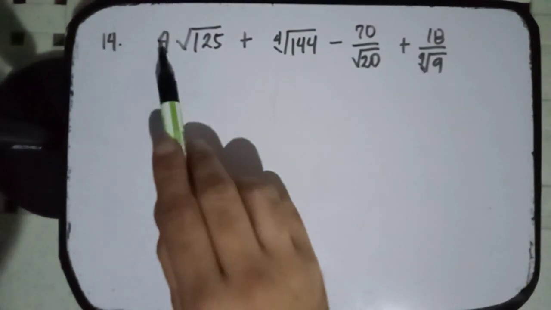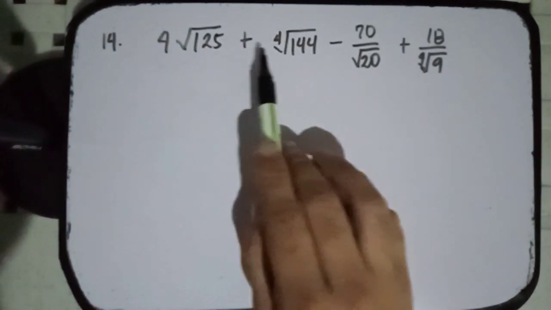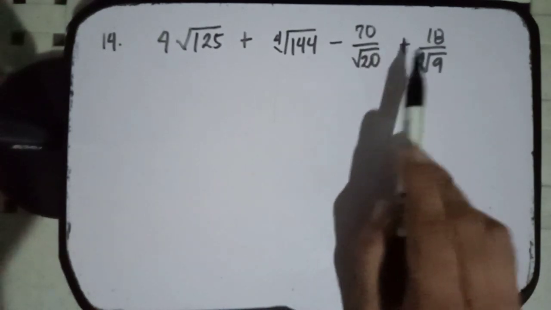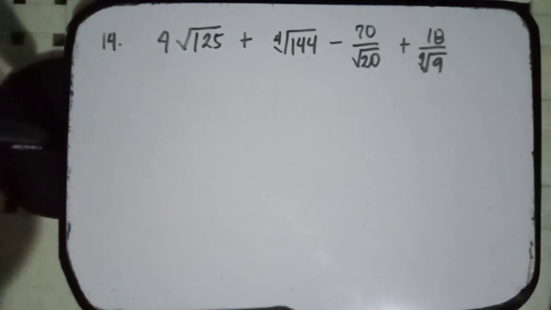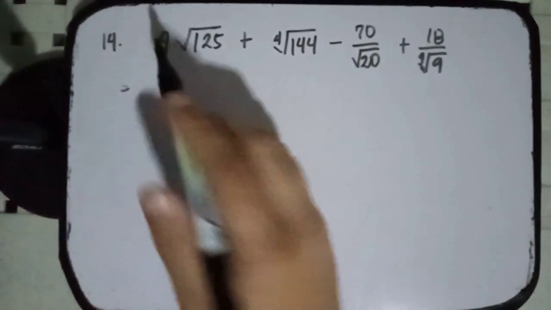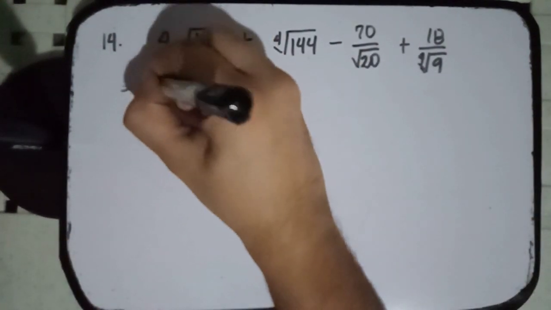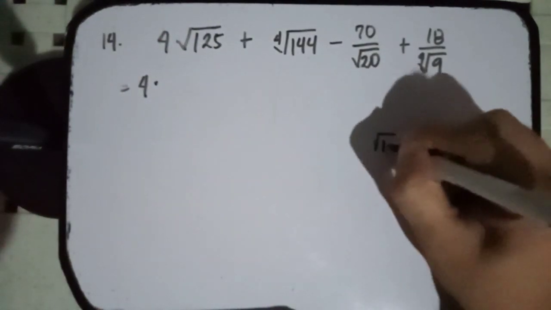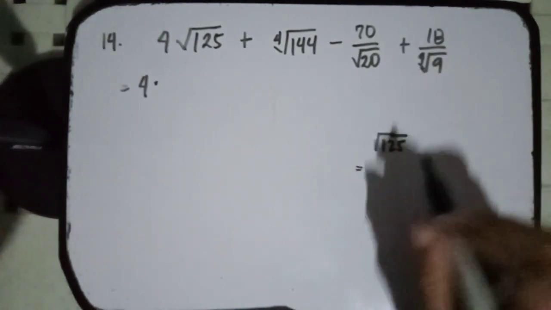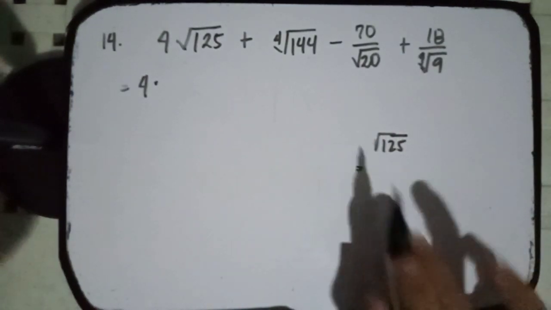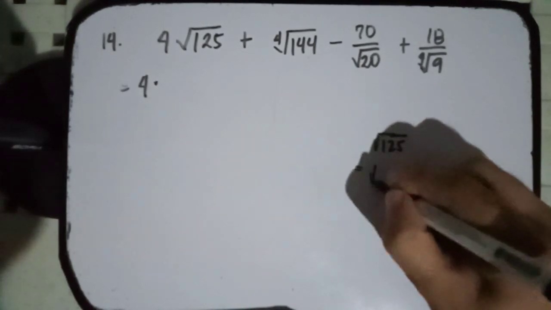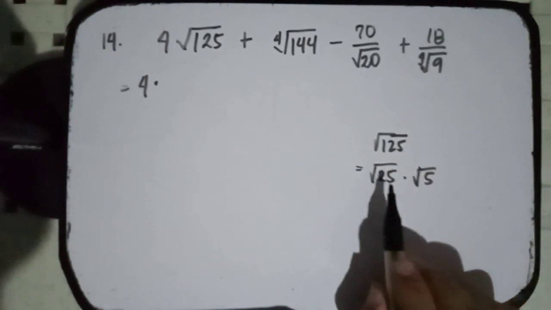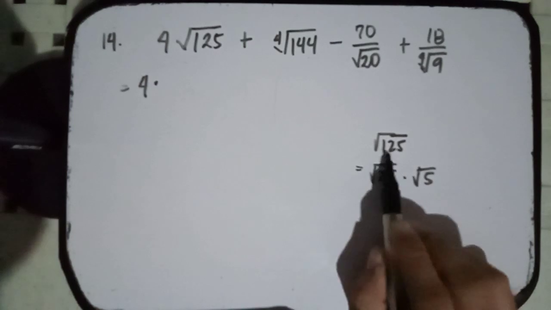So number 14, we have 4 times the square root of 125 plus the 4th root of 144 minus 70 over square root of 20 plus 18 over 4th root of 9. Okay, isa-isahin natin. So, umpisa tayo sa 4 times square root of 125 muna. So, square root of 125. Okay, kunin natin yung factors nito such that isa sa kanila ay perfect square. So, these are 25 at saka 5. Kasi 25 times 5 equals 125.